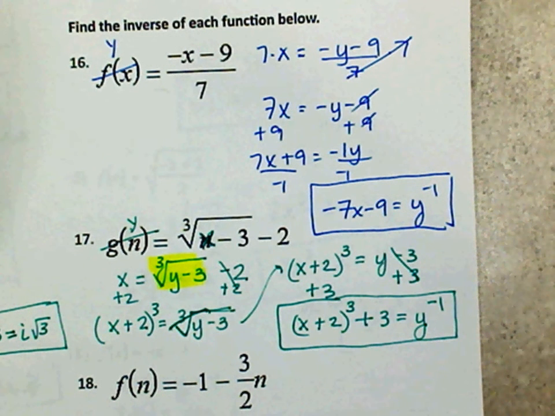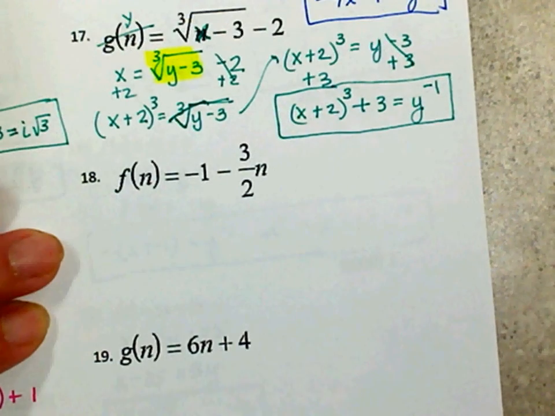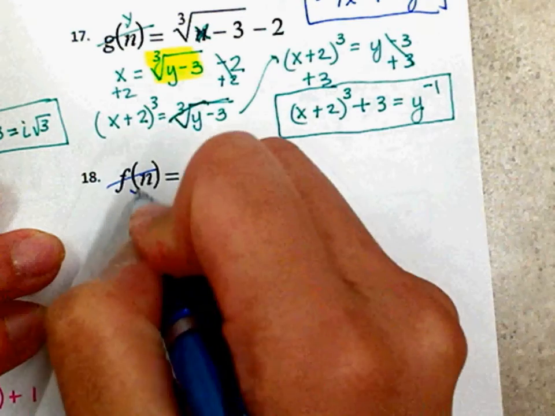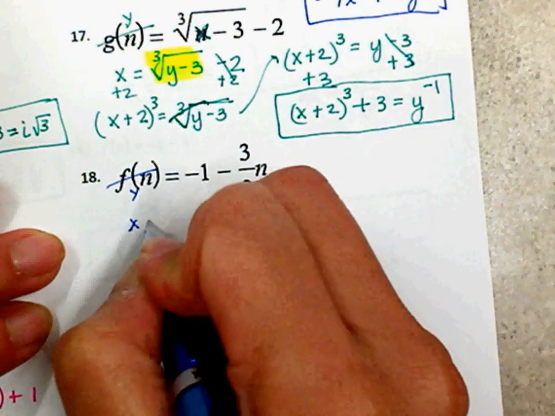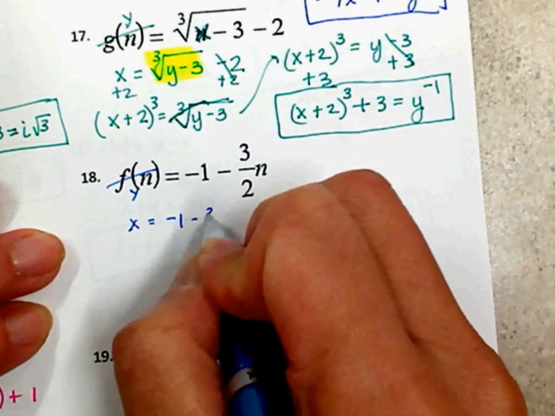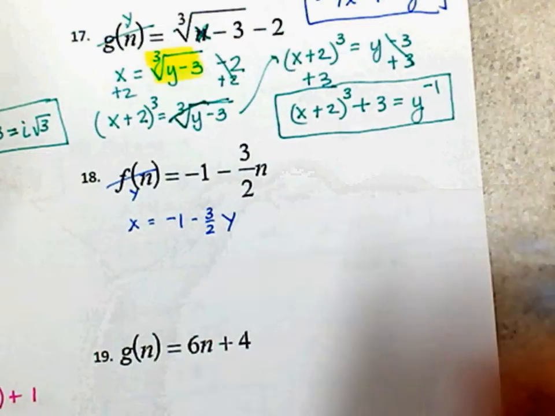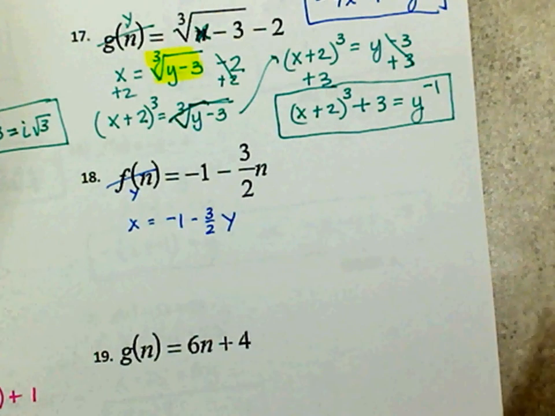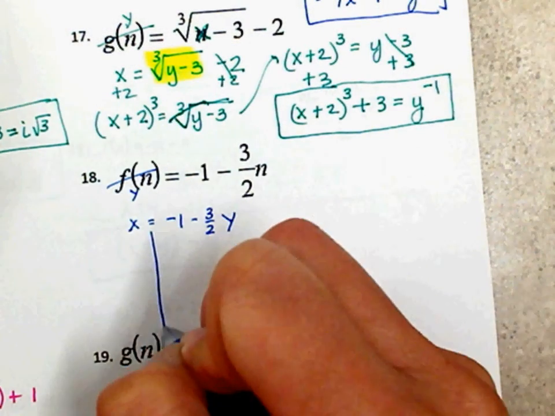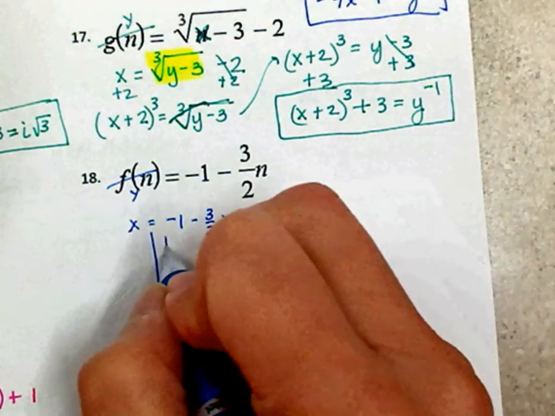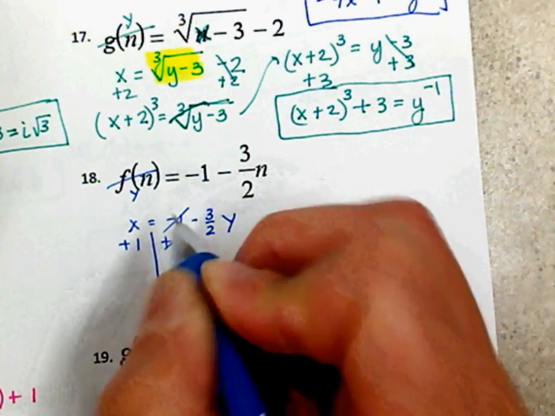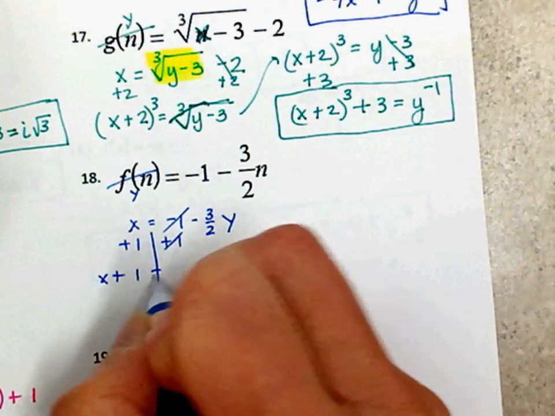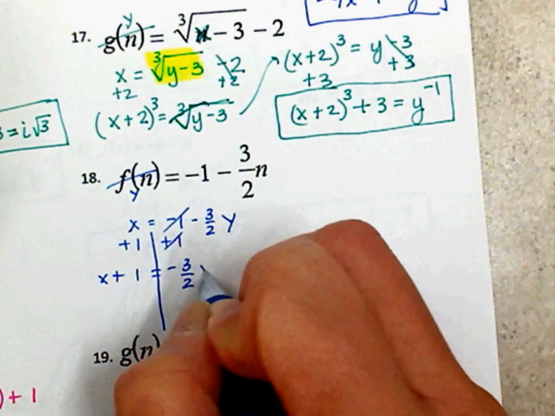Not too bad, huh, guys? Okay. Let's go to number 18. All right. Here's your y. X equals negative 1 minus 3 over 2y. Okay? And if you need to draw your line to separate your left from your right, you're fine. Add 1, add 1. So x plus 1 equals negative 3 over 2y.